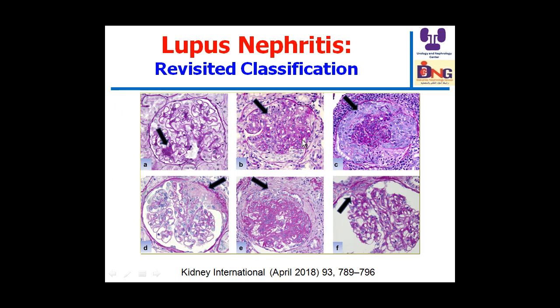Here you can look at the different pathology: mesangial expansion, proliferation, crescents. Here the fibrous crescents, and then the adhesions.